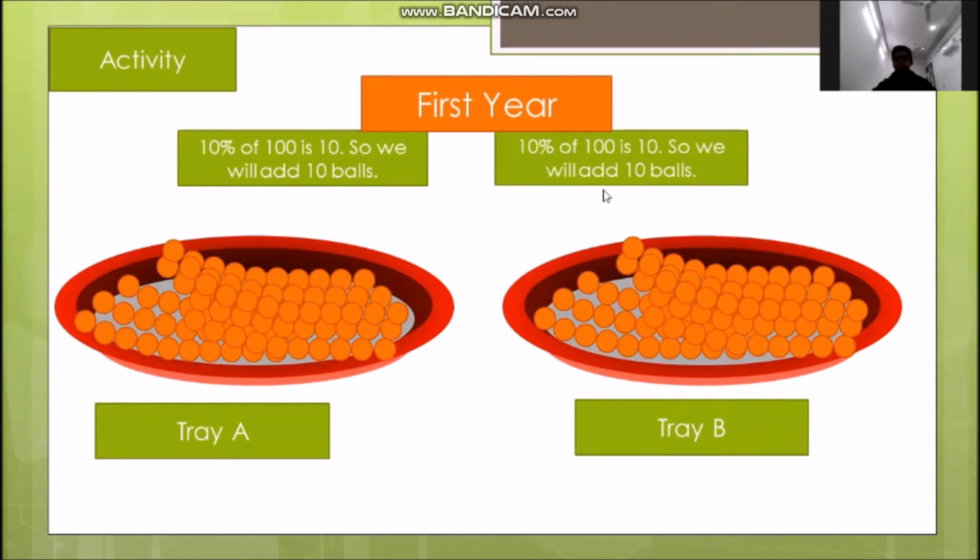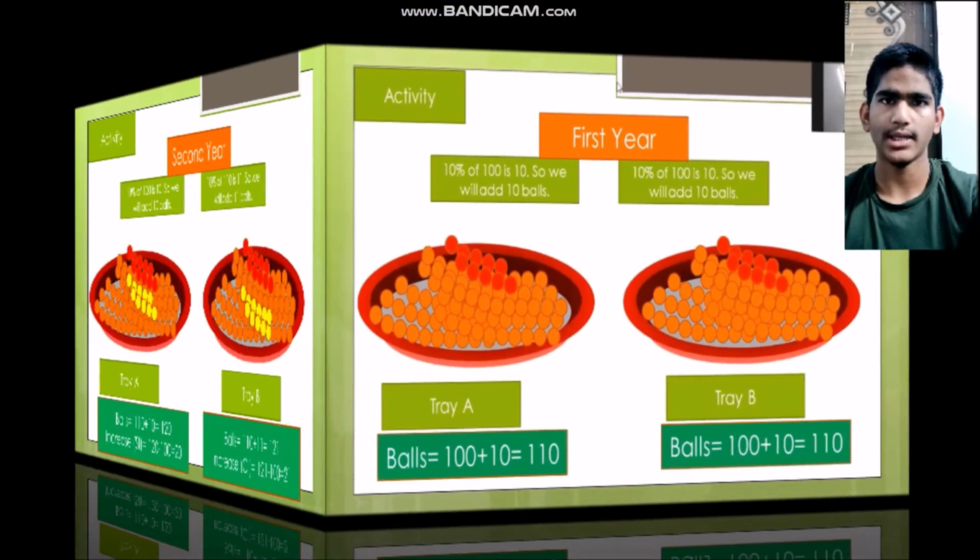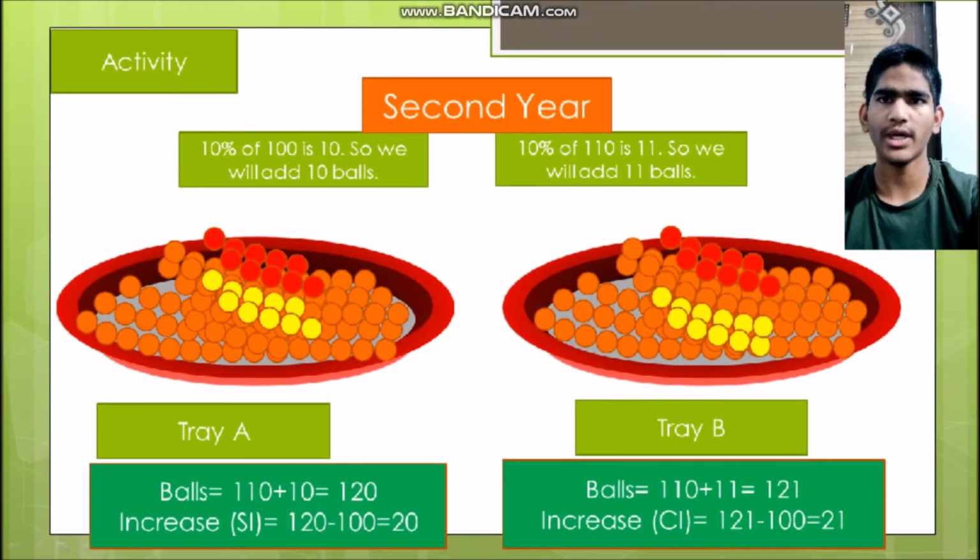Now we will come to tray B. In tray B, first we will also find out 10% of 100, which is 10. So we will add 10 balls to tray B. Balls in tray A will be 100 plus 10 equal to 110. And in tray B, 100 plus 10 equal to 110. Second year. Right now there are 110 balls in both trays.